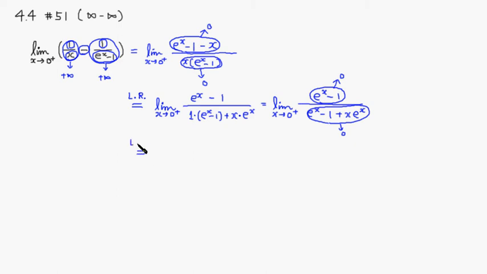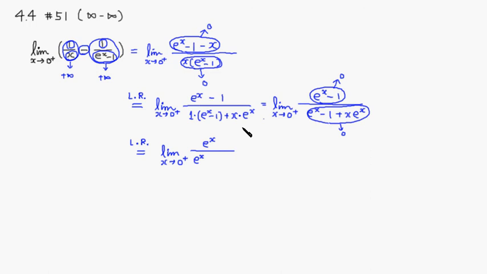So L'Hopital's rule, right? So you're going to have a limit, right, as x approaches 0 from the positive side, right? Derivative of e to the x is e to the x. Derivative of -1 is 0, so you just get e to the x, right? Derivative of e to the x is e to the x. Derivative of -1 is 0.